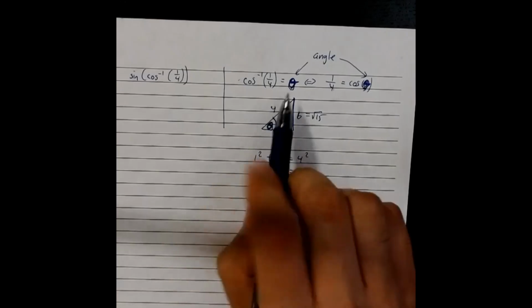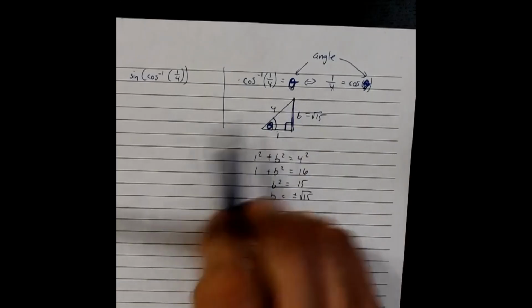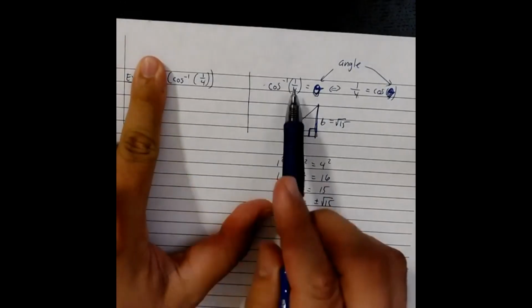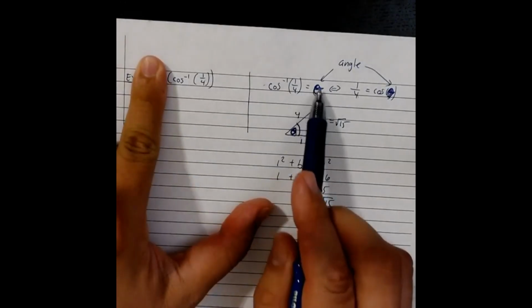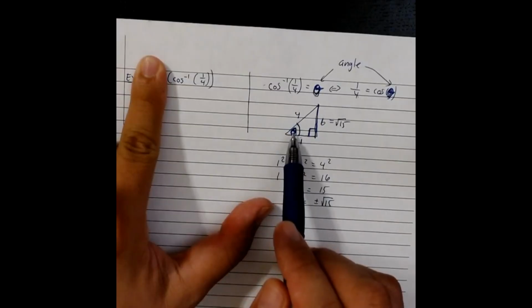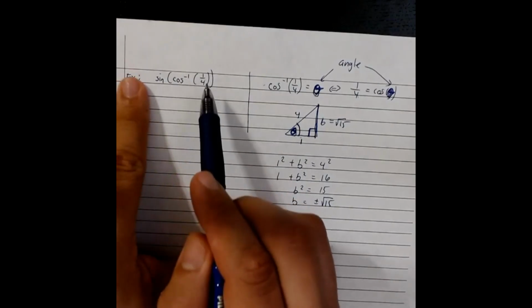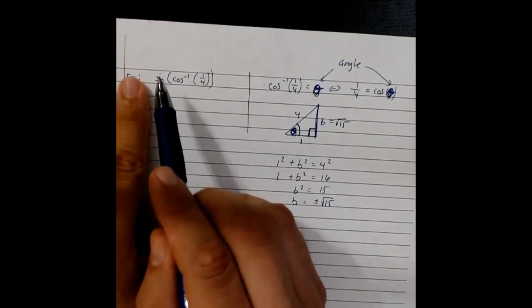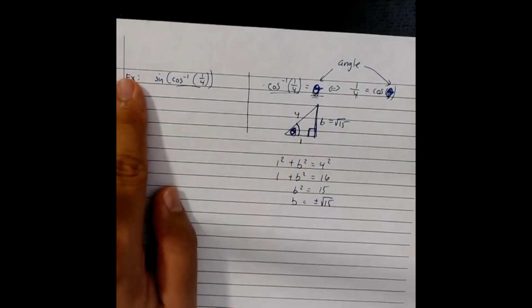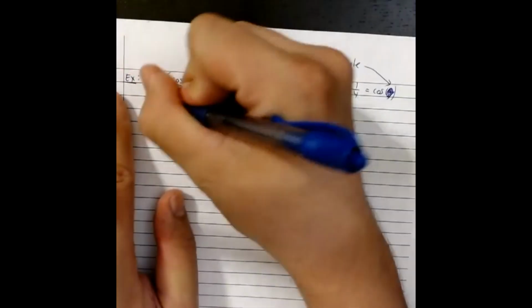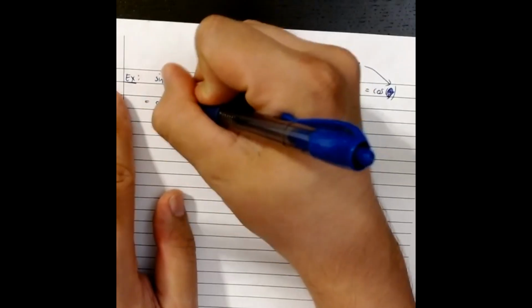Okay, great. We've represented that angle theta in a triangle. So what? Well, look over here. Cosine inverse of 1/4, it is that angle. So when I say I want to find the sine of cosine inverse of a quarter, what I mean is I want to find the sine of that angle theta. So sine of cosine inverse of a quarter, that's sine of theta.